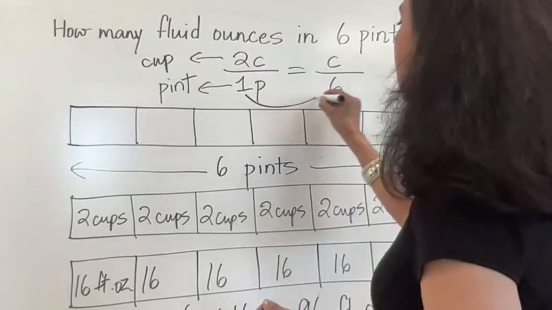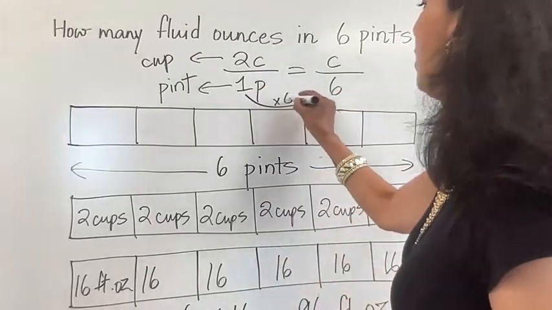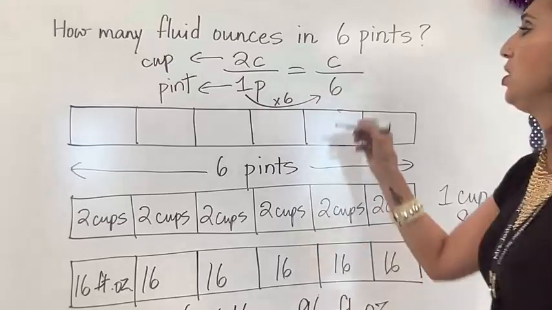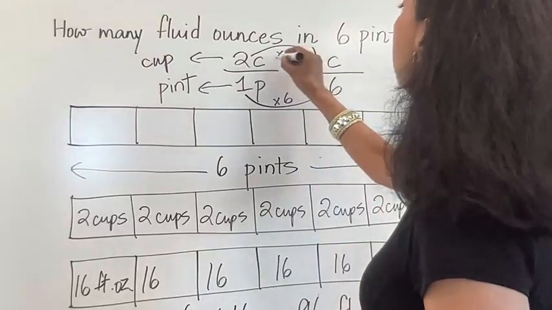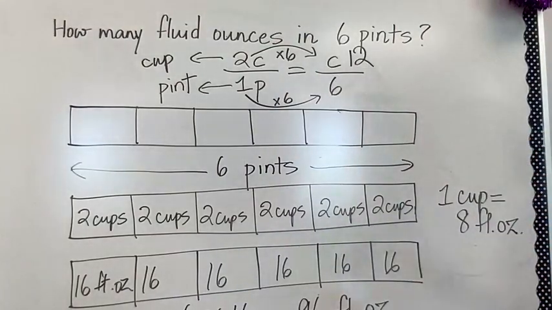So 1 times what gives me 6? It's going to be times 6. Whatever I do to the denominator, I do the same thing to the numerator. So this is going to be times 6 also. And so I get 12 cups over here. Okay, so I get 12 cups.